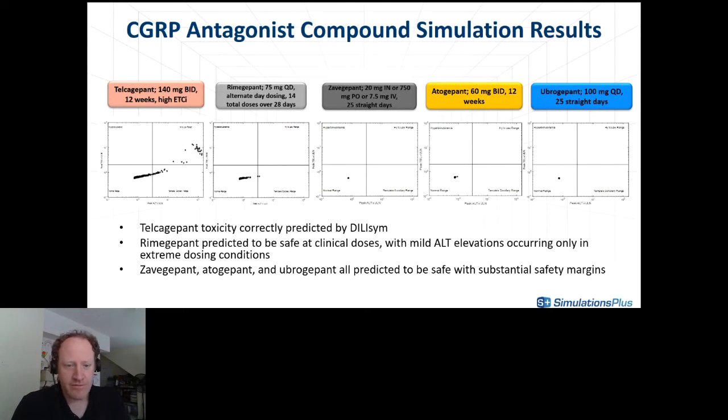So, as you can see here from the simulated eDISH plots, all of those looked pretty safe. Rimegepant had a couple during some extreme dosing cases that inched over into some ALT elevations, but nothing particularly concerning. For sure, there wasn't going to be any severe cases in our simulations. Zavegepant showed almost nothing. Atogepant and ubrogepant, at the predicted clinical doses, very little was going on, and there would be decent safety margin with each of those.